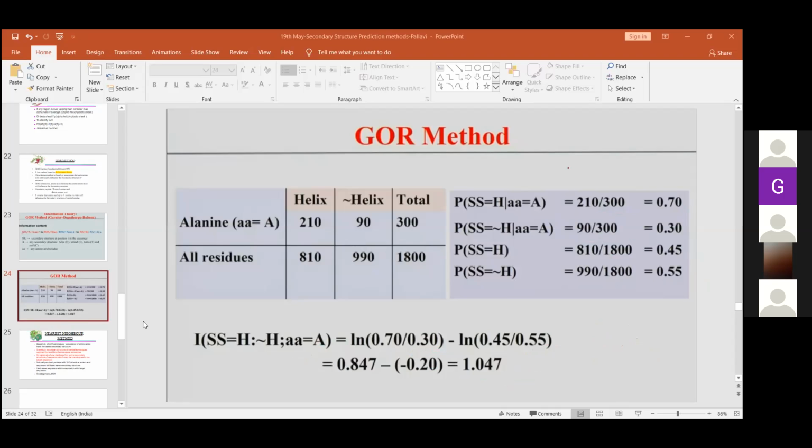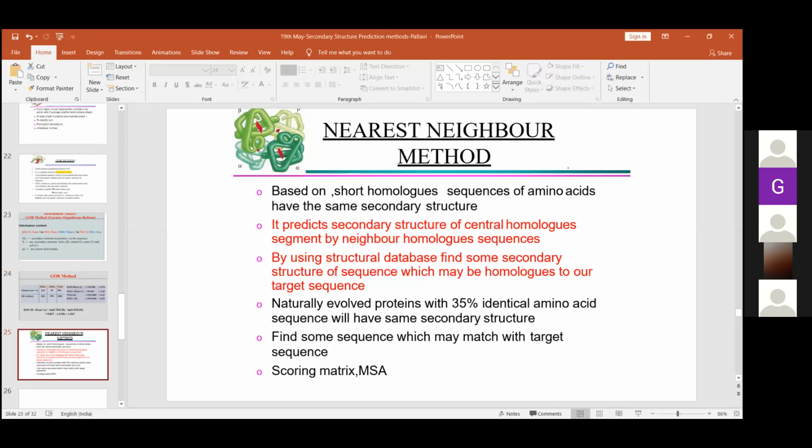So next method is nearest neighbor method. As ma'am has told you that we need to find out the homologs. So the basic assumption here is that those sequences which have got the sequence similarity will also have the structural similarity. It is a known rule of thumb in bioinformatics that same sequence means same kind of a structure means same kind of function. So sequence, structure and function, they all are related.